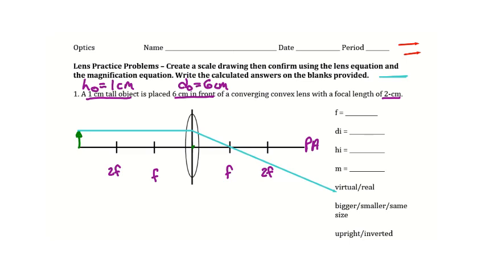Rule number 2 is a ray drawn through the focal point. So now we're actually going to use the focal point on the left side of the lens. So I'm going to start at the top of the object. I'm going to draw a ray that goes right through the center of that focal point. And from the point of that intersection, we're going to construct a ray parallel to the principal axis, moving to the right.